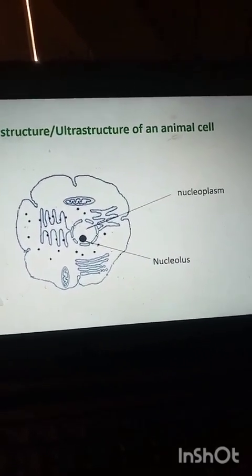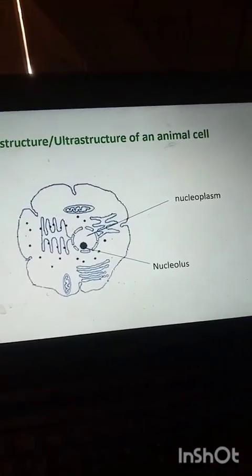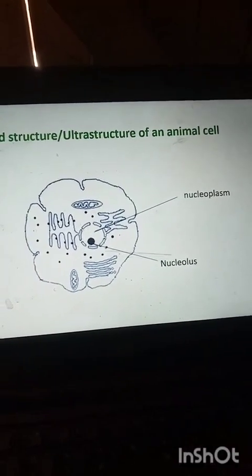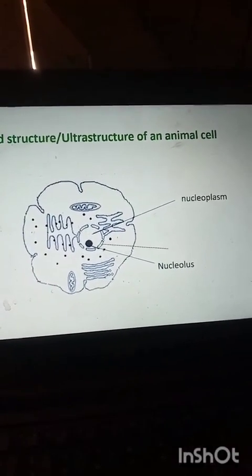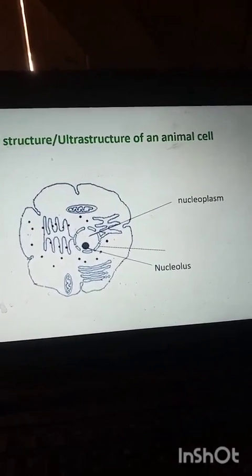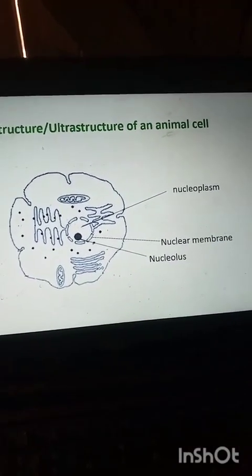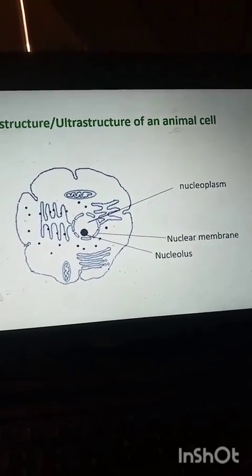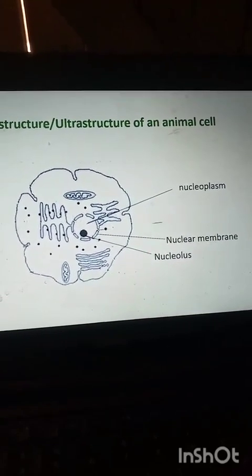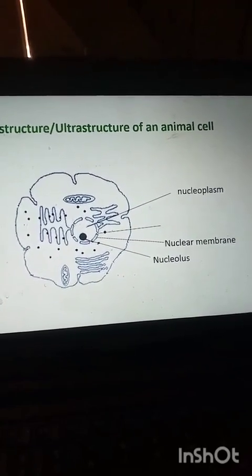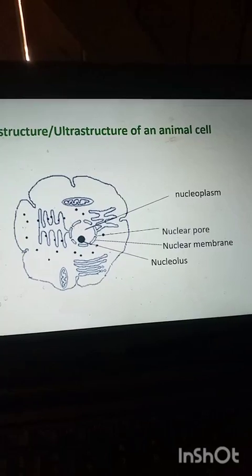Nucleoplasm. This is the nucleoplasm. And then we'll move on to this part here. This part here is the nuclear membrane. It is the nuclear membrane. And then next to the nuclear membrane, right here, we have the nuclear pore.